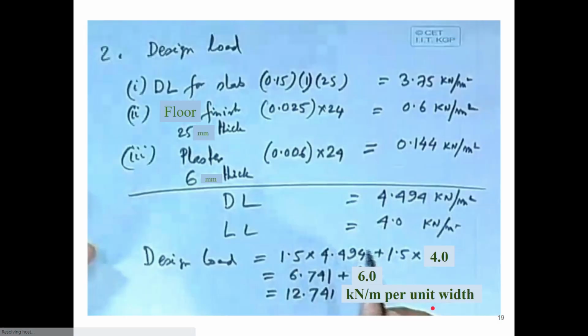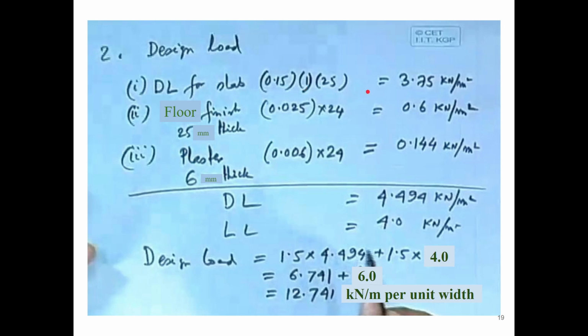Okay, so the design load. For dead load we have considered slab, floor finish, and plaster. Floor finish is 25 thick, plaster is 6, and both are plain concrete, right? And for slab it is reinforced concrete.